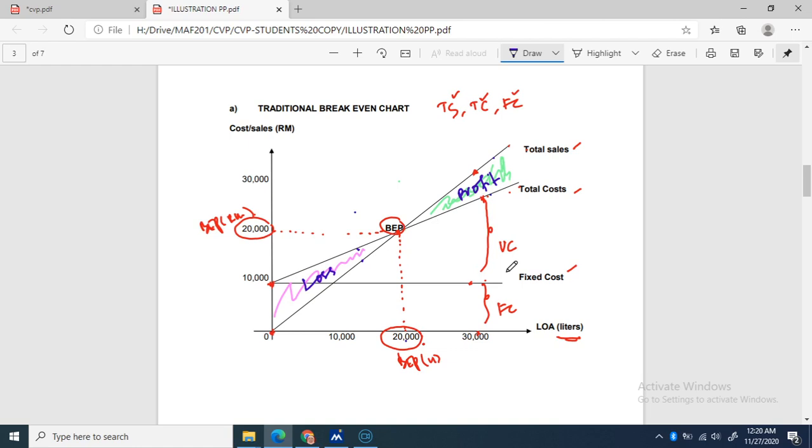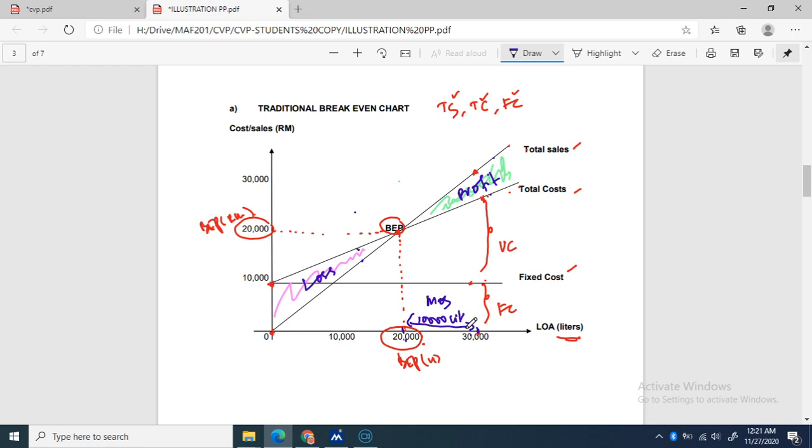How to get MOS? MOS is between the sales and BEP. If you refer, sales is 30,000, BEP is 20,000. So between these two is MOS. MOS here, 30 minus 20 is 10,000 liters. So this is MOS.